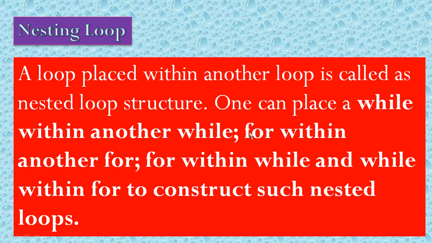One can place a while within another while. Second one, for within another for. Third one, for within while or while within for to construct such nested loops. There are four types of nested loop structure we can build. First one, while within another while. Second one, for within the for. Then for within the while, and while within the for.